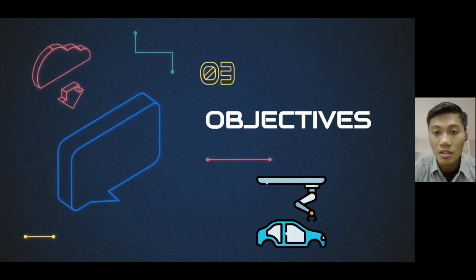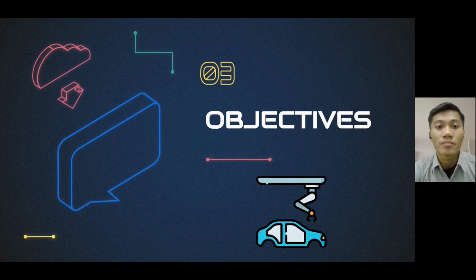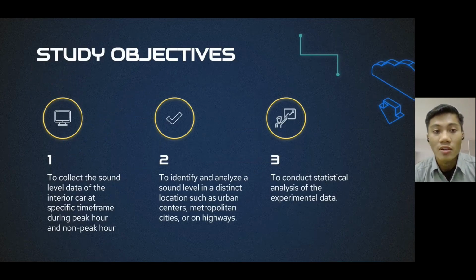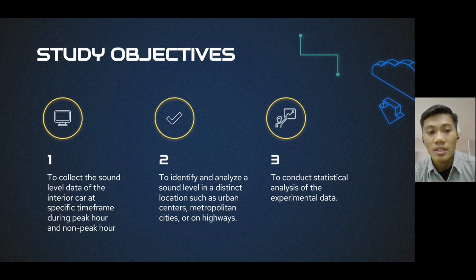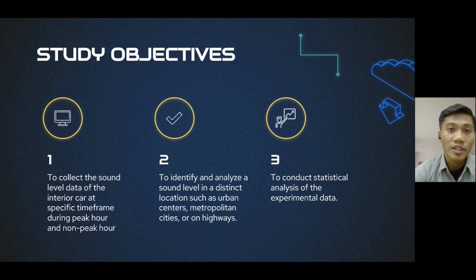Then we go to the objective. For the study objective, the first one is to collect the sound level data of the interior car at a specific time frame during peak hour and non-peak hour. So this project will be divided into two phases, which is during peak hour and non-peak hour.